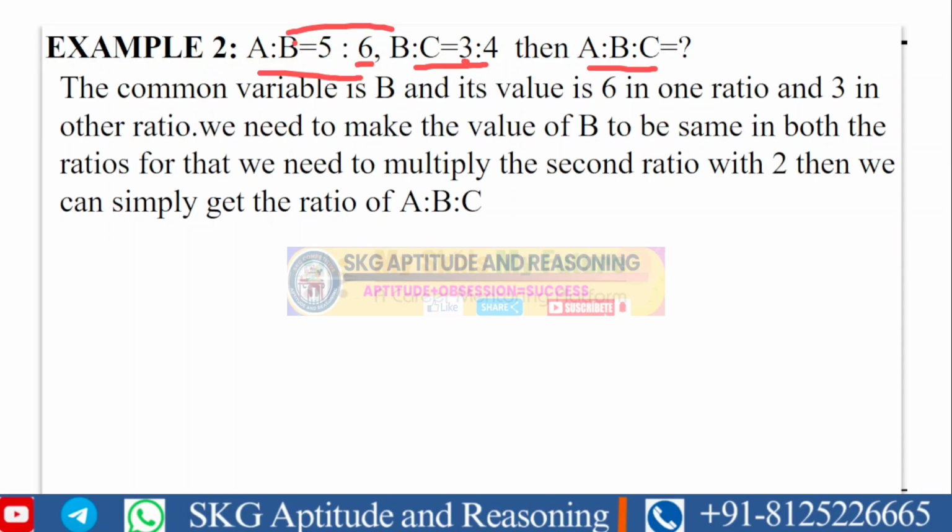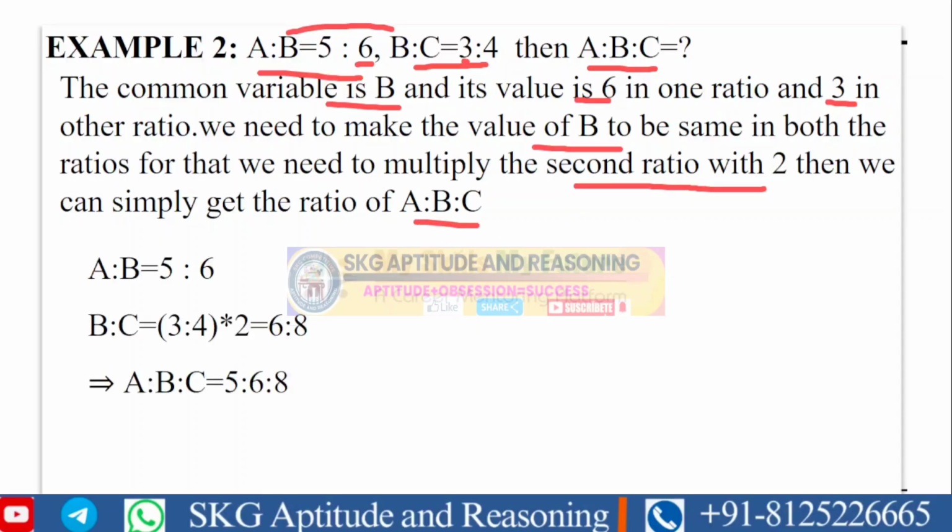So what we need to do is make the B value the same in both the ratios. The common variable was B, with the value 6 in one ratio and 3 in the other. For that, we need to multiply the second ratio by 2 in order to get the values of A is to B is to C. If we do that, it will become like this.